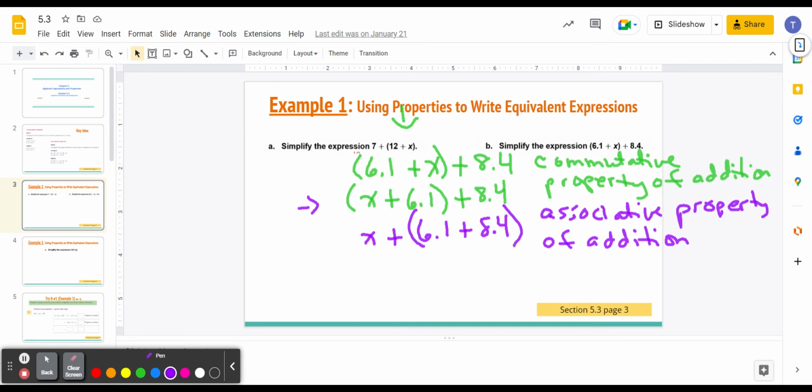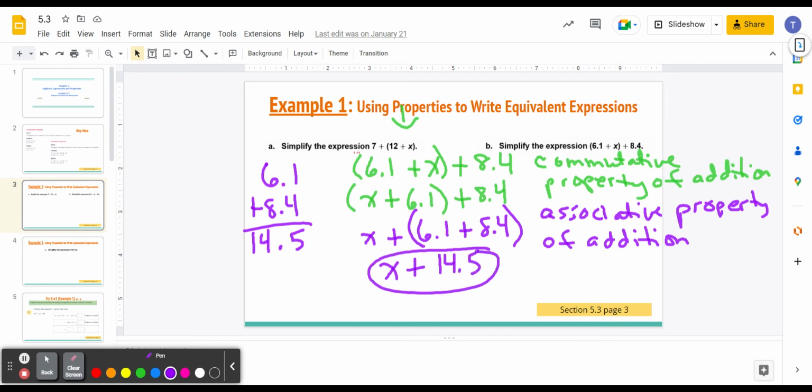Now, on the side, if I go to my eraser, I'm going to do 6 and 1/10 plus 8 and 4/10. And now with decimals, when we're adding, you just bring the decimal down. So now your answer is, and you can't simplify that anymore. This is for problem B.